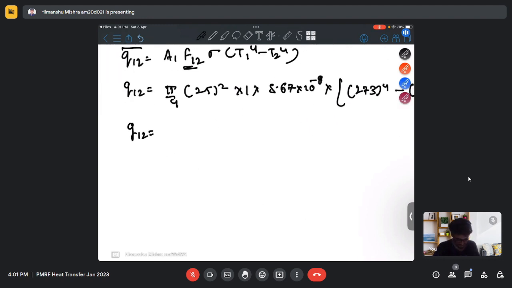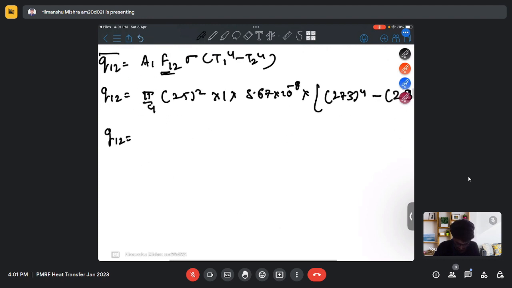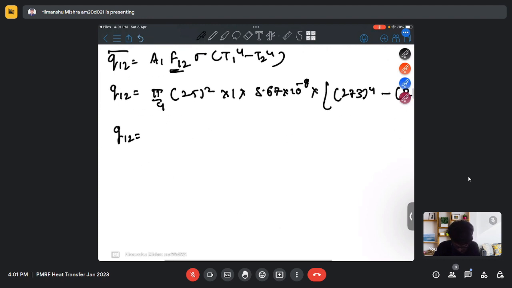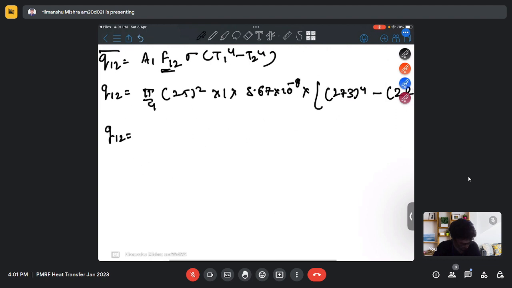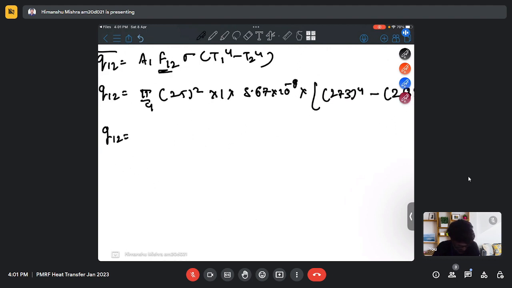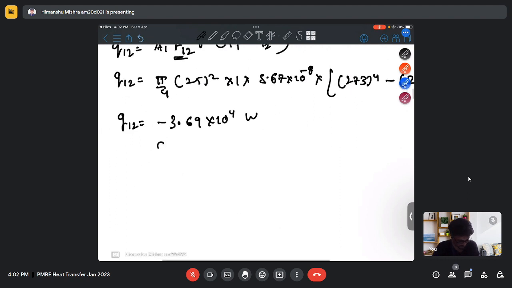Which means when I solve this equation, I will get Q12 as minus 3.69 times 10 to the power 4 watt, which means that my heat transfer from the other side, because it is in minus, my Q21 will be plus 3.69 times 10 to the power 4 watt.